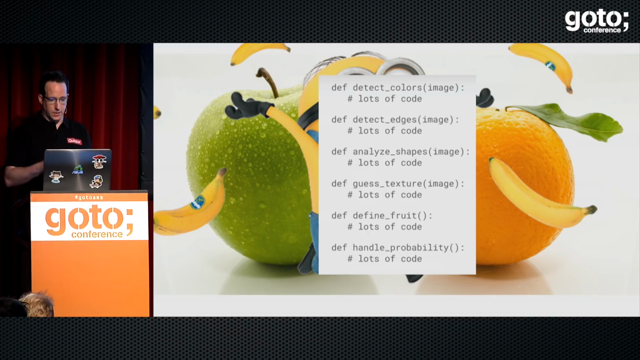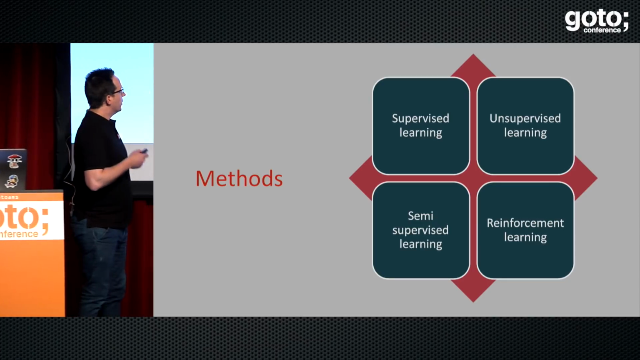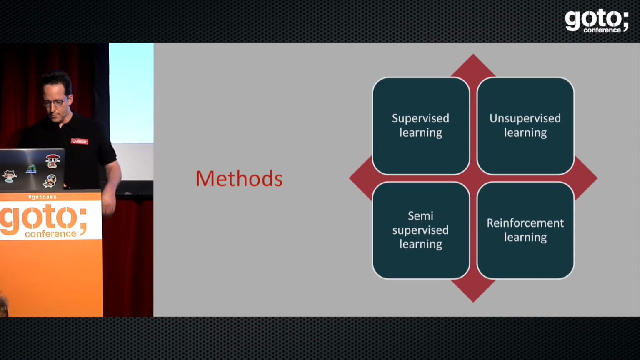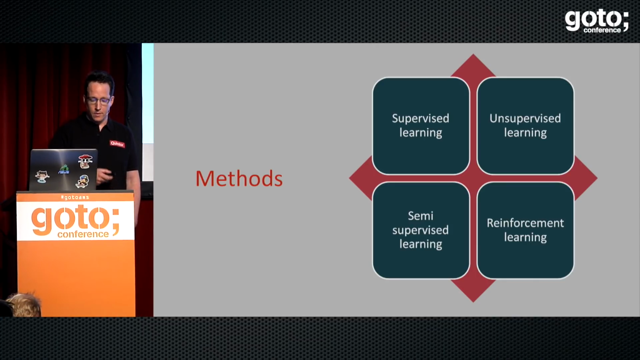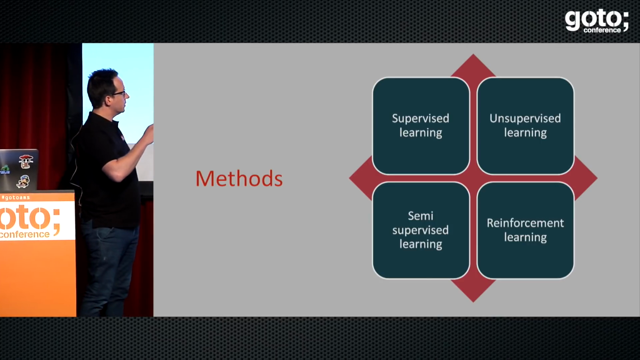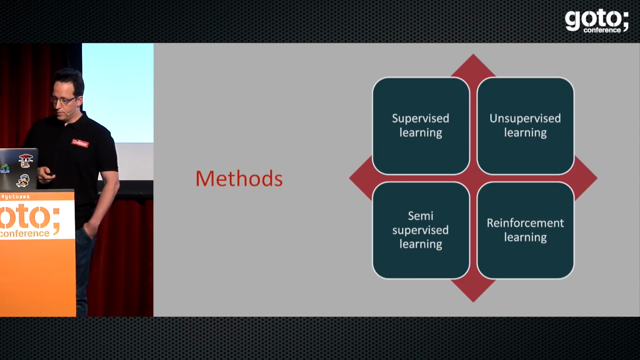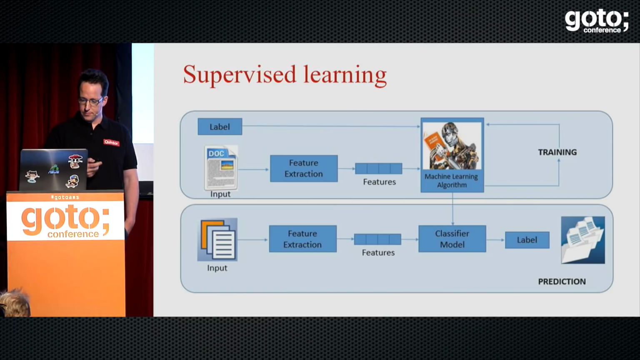You train it, and it will come up with the answer program itself. So what methods of machine learning do we have? We have supervised learning, we have unsupervised learning, and we have reinforcement learning. Semi-supervised learning is basically a halfway solution between supervised learning and unsupervised learning. We will discuss each of these in the coming slides.